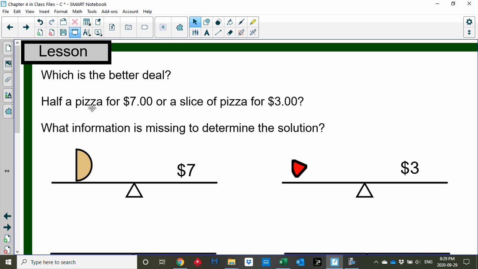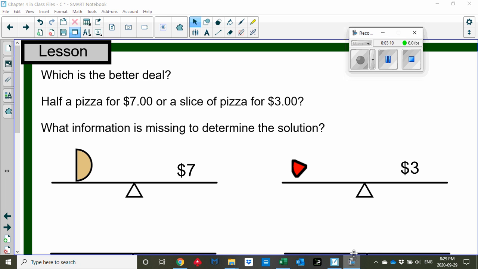What do you think is the better deal? Half of a pizza for $7 or a slice of pizza for $3? Which is the better deal? Thinking about this, I think there's some information that's missing in order to make your determination and your solution. So think about it for a second, pause the video, and then when you're ready, come on back and we'll talk about this, and then I'll show you how this relates to solving an equation with one fraction.